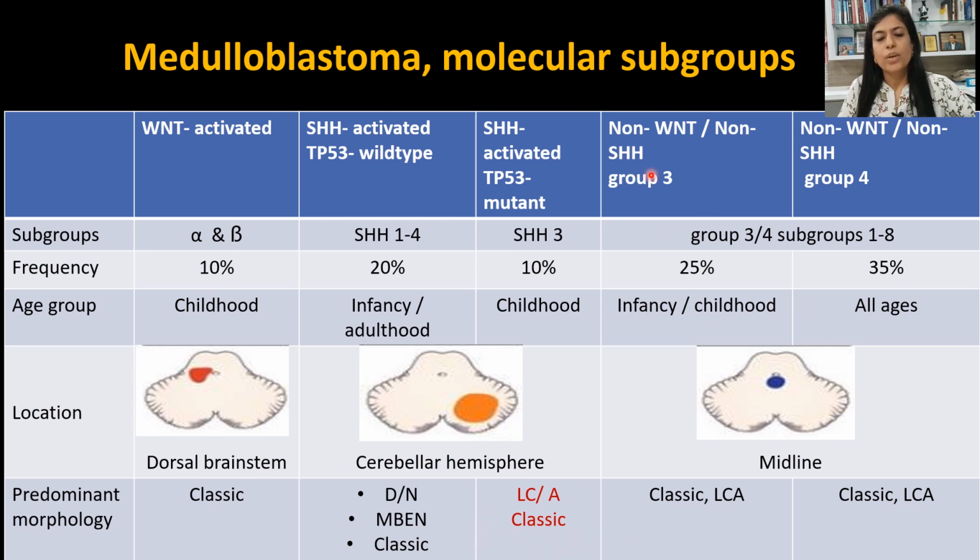Coming to non-Wnt and non-SHH activated group 3 and group 4, these comprise 8 subgroups, and group 4 is the larger molecular group, and these are midline tumors. The histomorphology here is classic or large cell anaplastic.